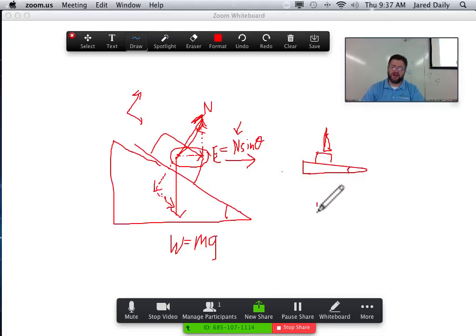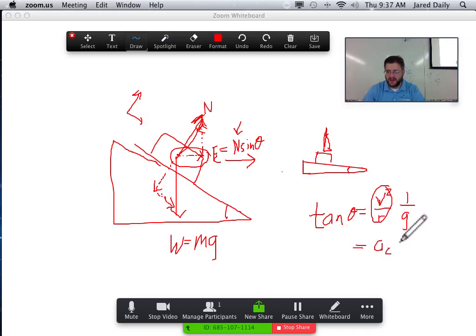So we have this equation for this situation: tangent theta equals v squared over r g, but I'm going to write v squared over r times 1 over g, which is the same thing. This v squared over r is the centripetal acceleration. So tangent of theta is equal to centripetal acceleration over g, right? Well, I'm going to multiply both sides times g, and I get g times tangent theta equals centripetal acceleration, right?